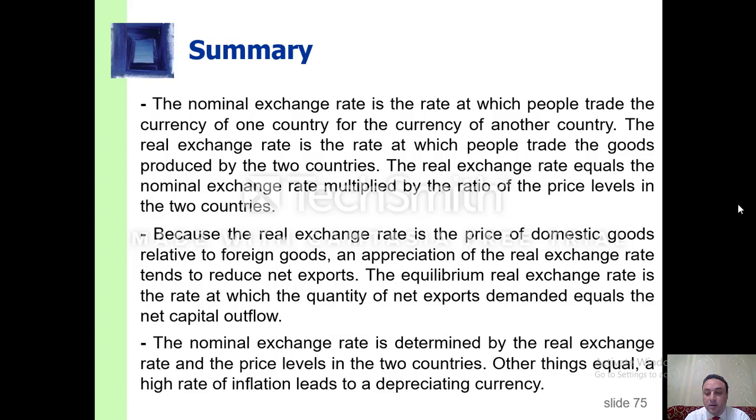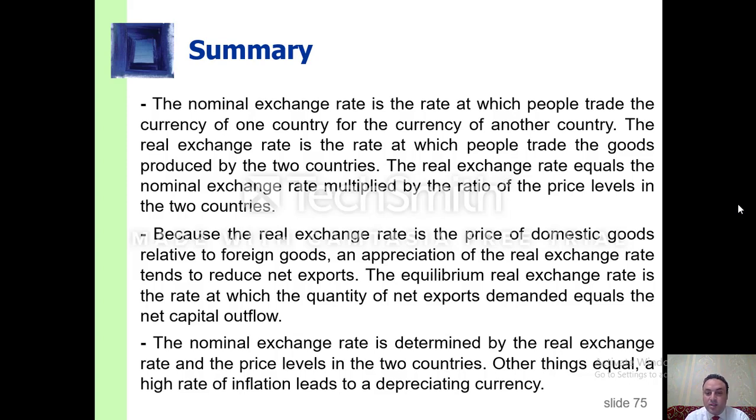To summarize this topic, the nominal exchange rate is the rate at which people trade the currency of one country for the currency of another country. The real exchange rate is the rate at which people trade the goods produced by two countries. And the real exchange rate equals the nominal exchange rate multiplied by the ratio of the price levels in the two countries. We see also that because the real exchange rate is the price of domestic goods relative to foreign goods, an appreciation of the real exchange rate tends to reduce net exports.